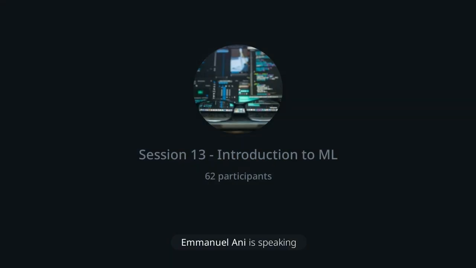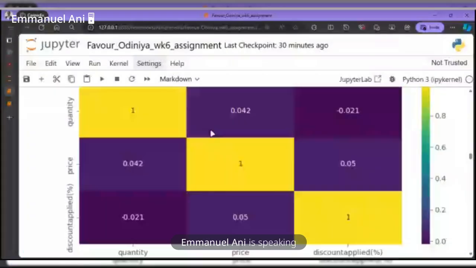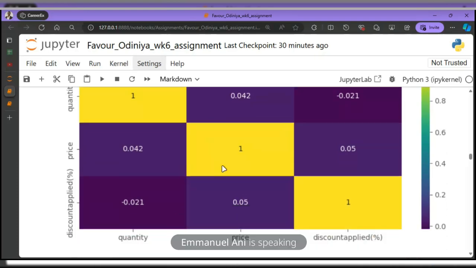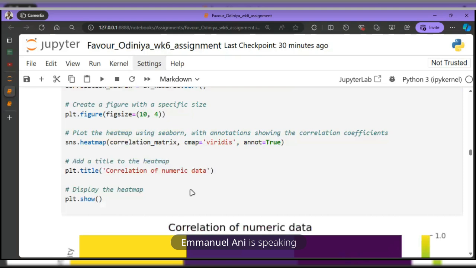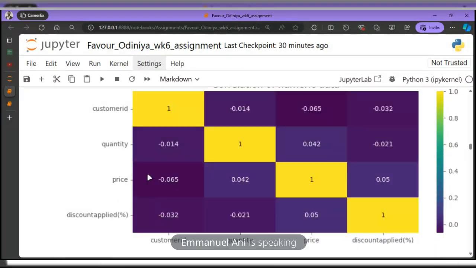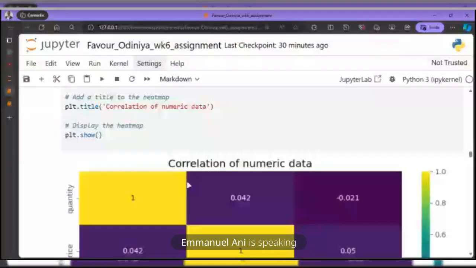So we don't really have time. So this is what we have here. This heat map has three variables. Why does this one here have four variables? All right. So one, the customer ID was dropped here. So that's why we have three variables here.